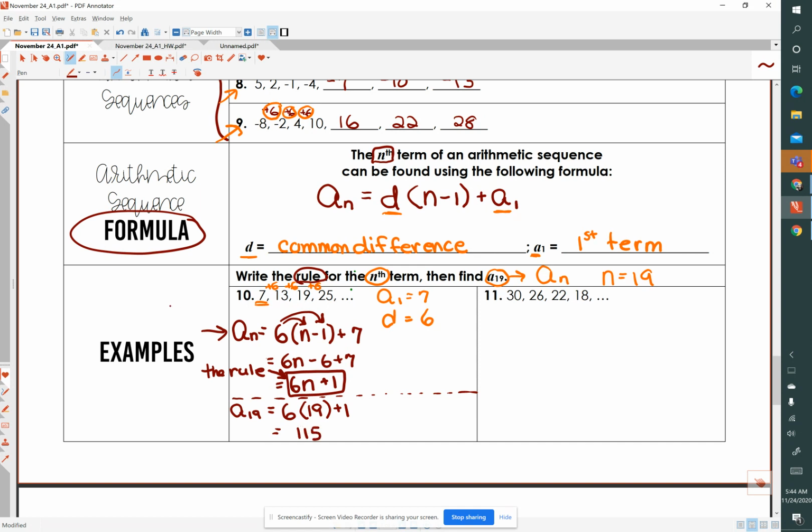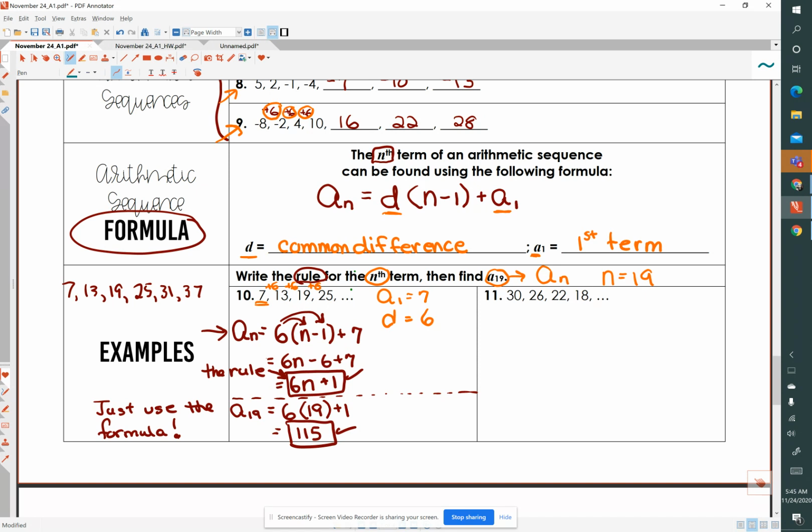So instead of writing out this whole sequence, 7, 13, 19, 25, 31, 37, okay? Instead of writing out this sequence until we got to the 19th term, we just used this formula. Which is much quicker. So this was a two-part problem. We had to find the rule, and we had to find the 19th term, and we've done that. So let's look at the next one.